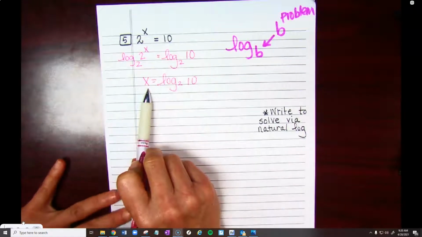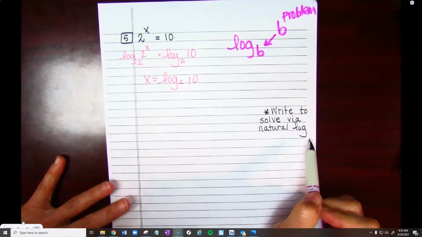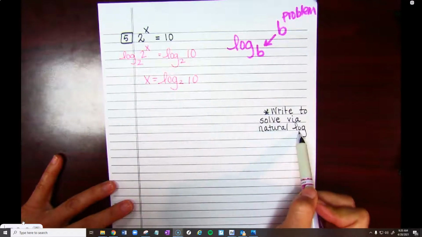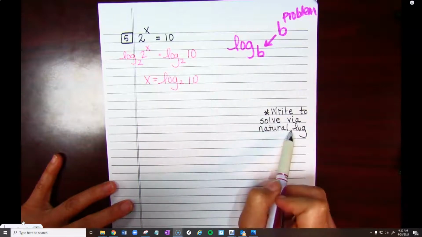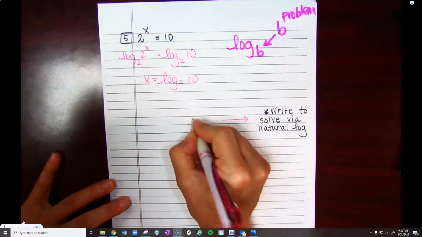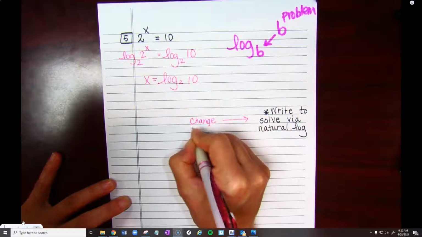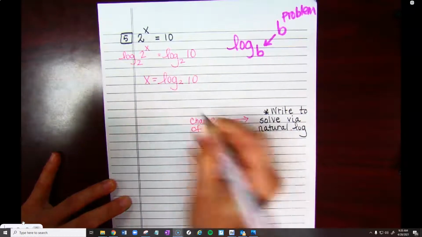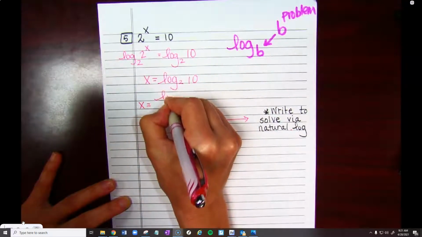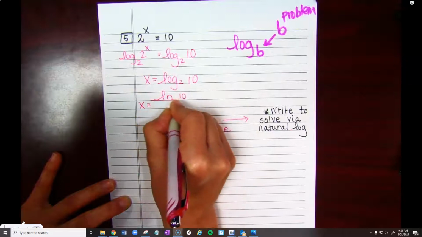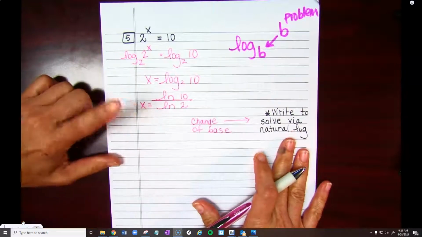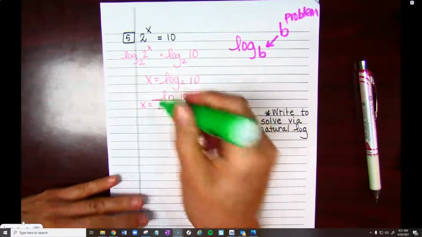x is solved. But remember, sometimes we have old technology where we cannot take a log base of anything else except a natural log or a common log. Let's rewrite this in natural log form. Whenever you're told to write it in a certain way, that's a cue for a change of base. So x is really going to equal the natural log of 10 divided by the natural log of 2. So according to these directions, that's going to be our final answer for problem 5.